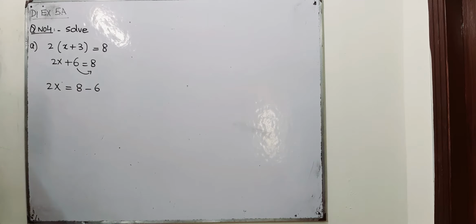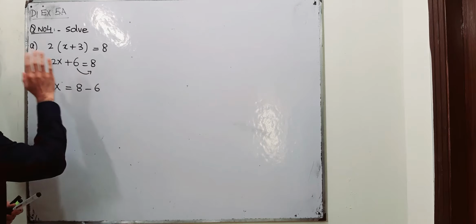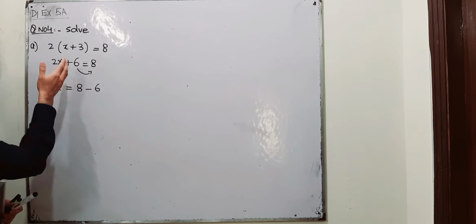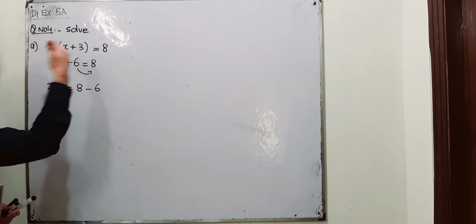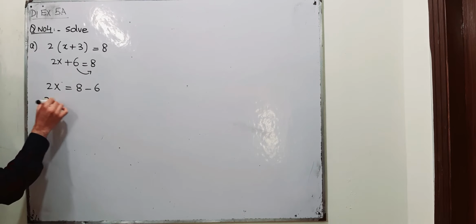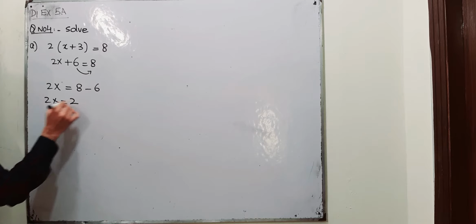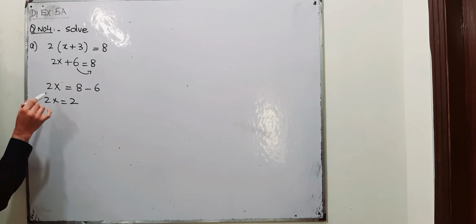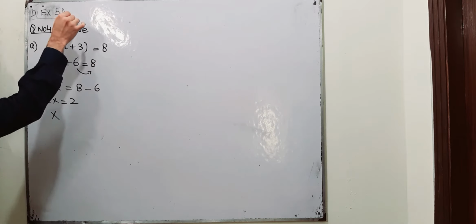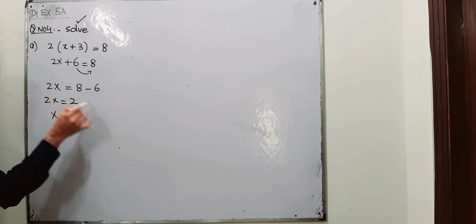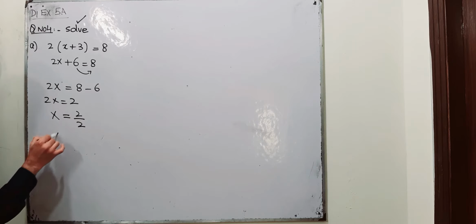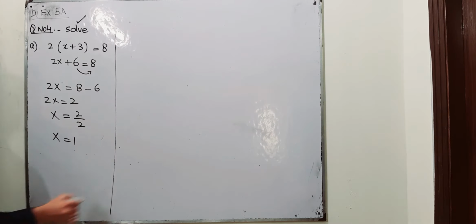Now why minus 6? Whenever you move a number from one side of the equation to the other side, and the number is positive and it is being added, it will be subtracted on the other side. So 2x, now it becomes 8 minus 6 is 2. Now this 2 is being multiplied by x. I need to isolate x because I want to find the value of x. This 2 must go on the other side, and when you shift this 2 to the other side of the equation, it will divide over there. It will be 2 over 2, that is equal to 1.